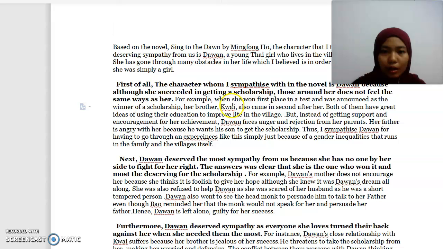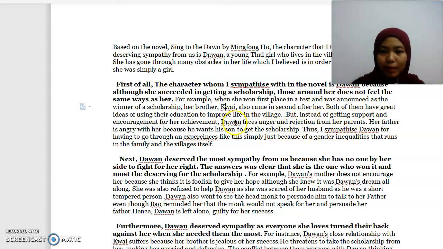So here I mentioned that she and Kwai, basically Kwai and Nawan, get a high place in the school rank for a contest of winning a scholarship. But Kwai came in second after her. So basically, both of them have great ideas for using their education to improve life in the village, but she didn't get the support or the same feelings from her family members.